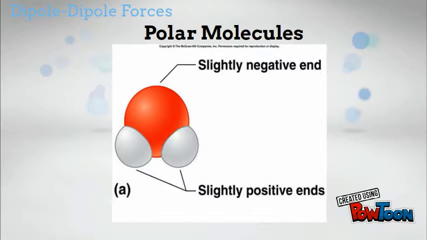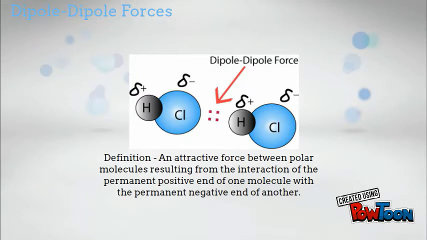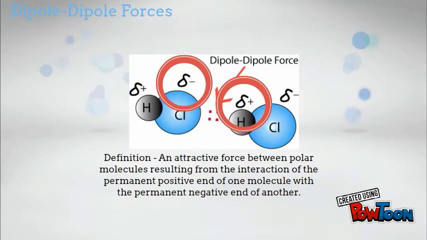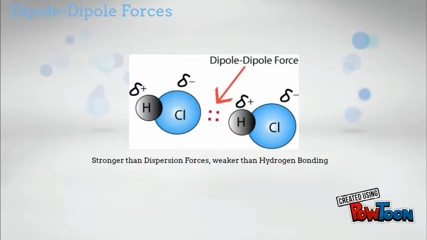this water molecule here. The definition of a dipole-dipole force is an attractive force between polar molecules resulting from the interaction of the permanent positive end of one molecule with the permanent negative end of another. Dipole-dipole forces are generally stronger than dispersion forces, but weaker than hydrogen bonding.